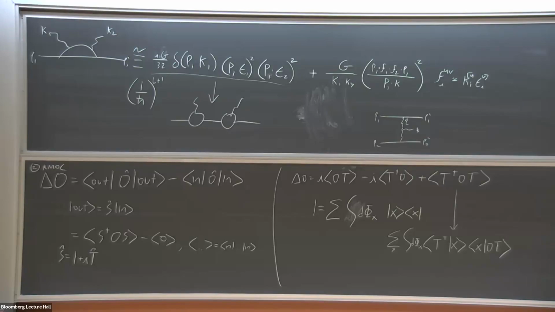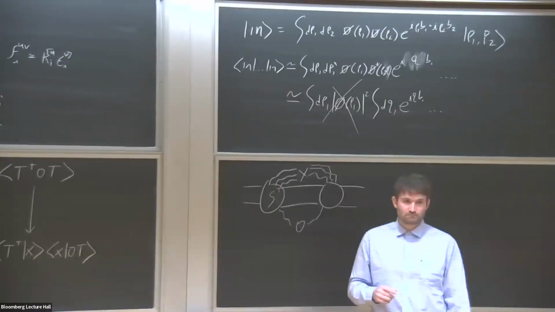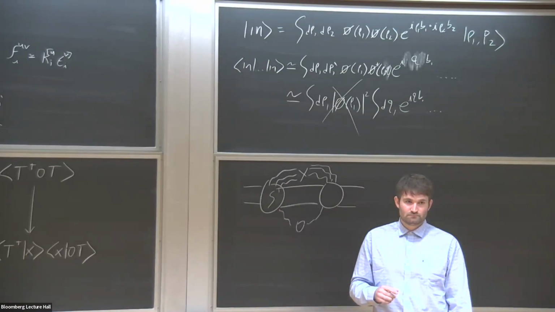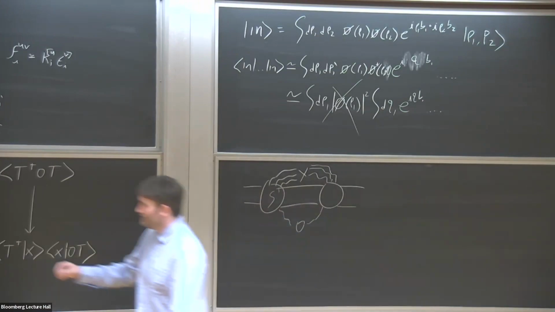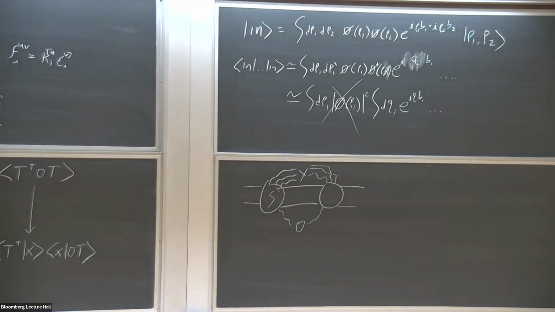I was wondering, in what sense is this an out of time order correlator? The ones I'm familiar with, you go back and forth and back and forth. What's out of order here? Yeah, it's the fact that you have an S and S dagger here. The S evolves your system forward in time, and then the S dagger evolves your system backwards in time.